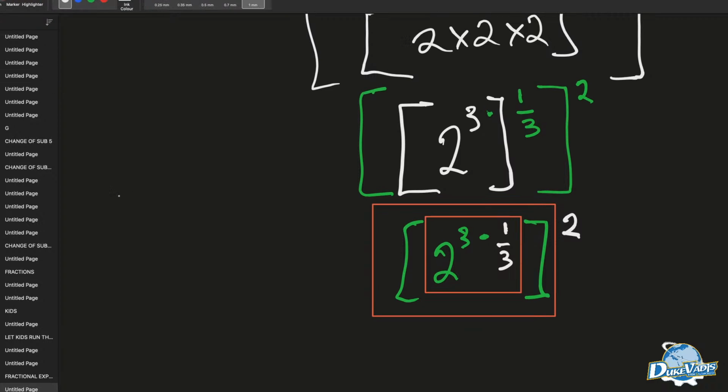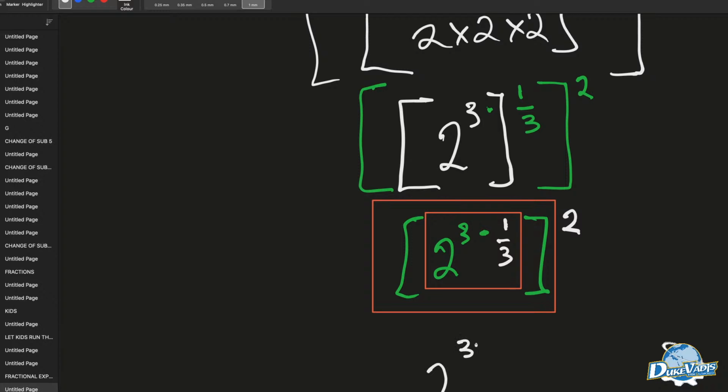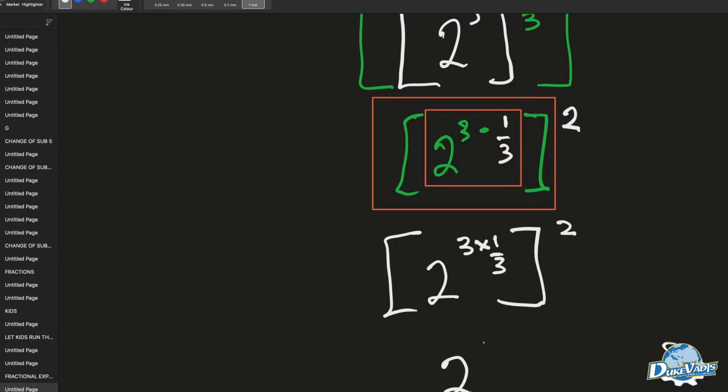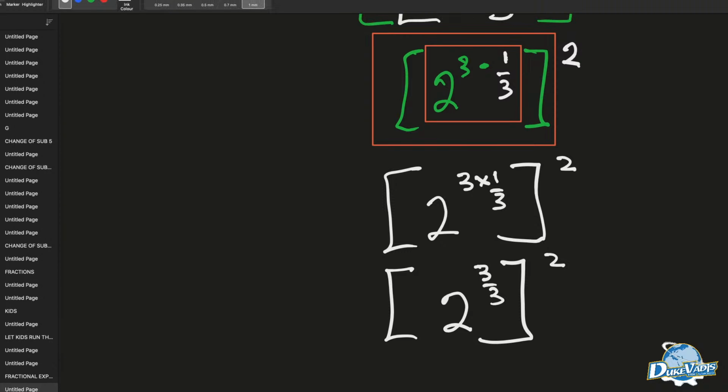Okay, so now we will say 2 times 1/3, all into bracket 2. But we know this is going to be 3/3, into bracket 2. And friends, we know since this 1/3, as you can see, this 1/3, look at it very carefully.